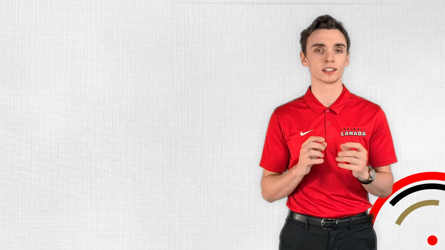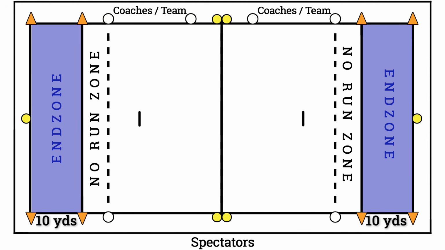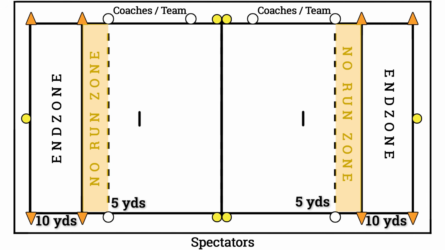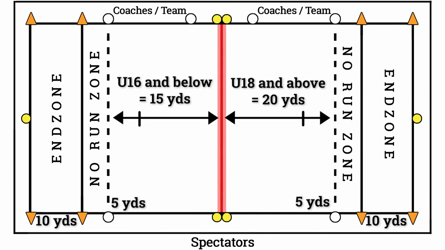Keep in mind that flag football fields are a lot smaller than touch or tackle. As you can see, we have end zones which are 10 yards in length. Then we have these no-run zones, which are 5 yards long. We have a midfield area that varies depending on the division you're in. And lastly, we have the all-important midfield line. Let's get more into this.